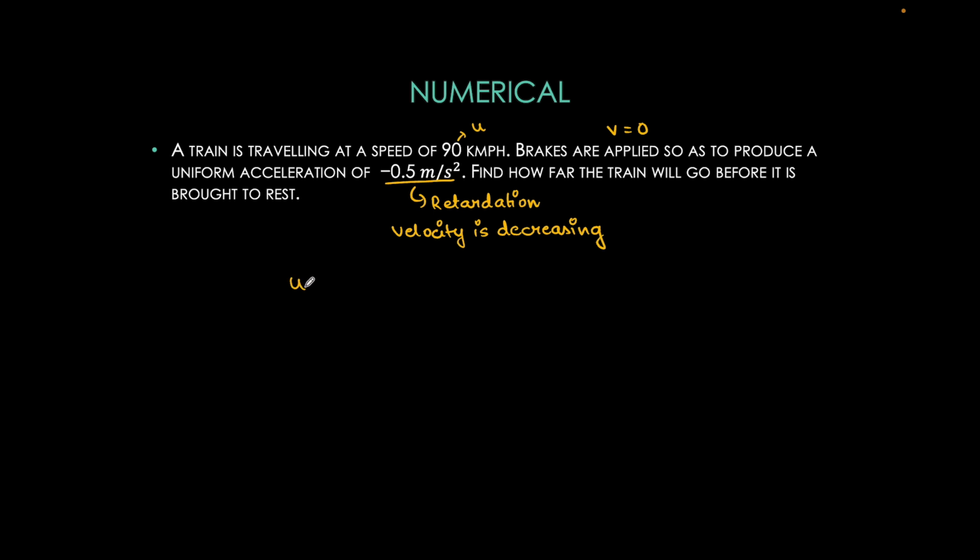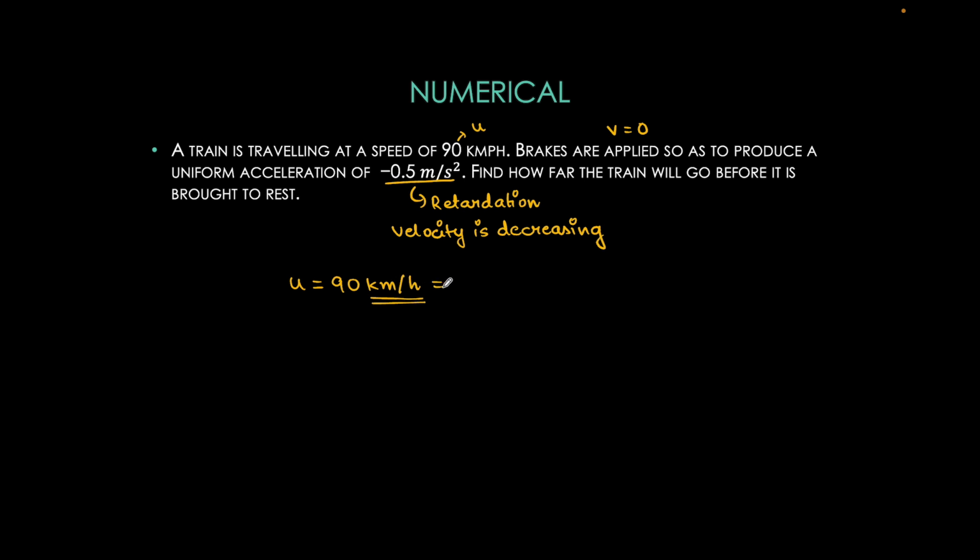So let's say now we have the initial velocity to be 90 kilometer per hour. Now, as I told you, always check for SI units, right? This kilometer per hour is the most widely used unit, but it is not the SI unit. So always, before solving any numerical, convert every physical quantity into its SI units.